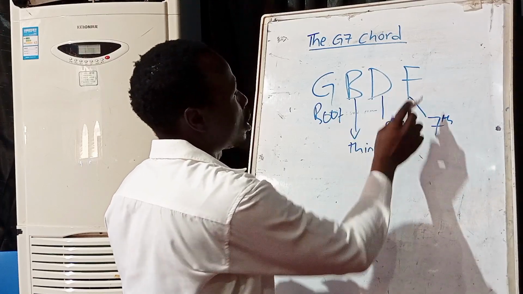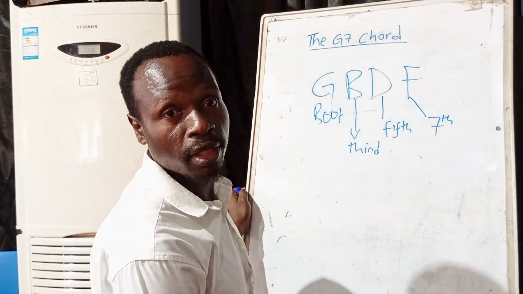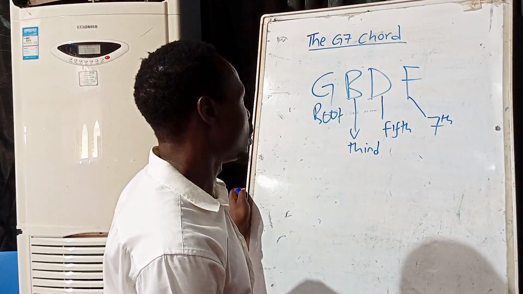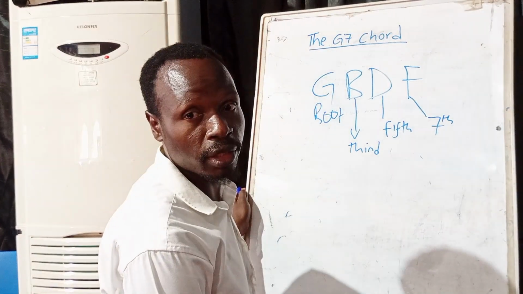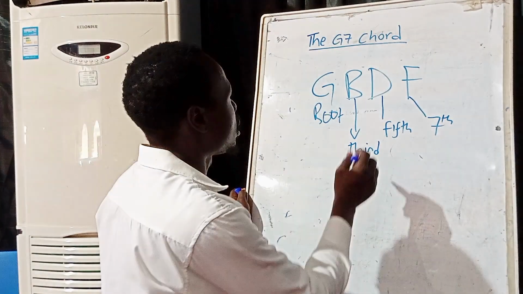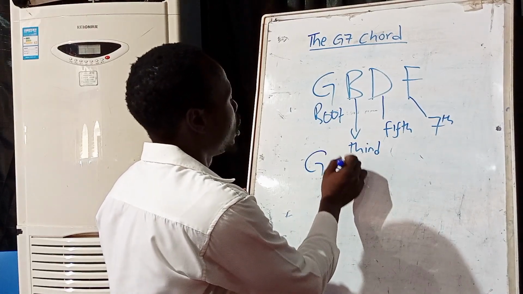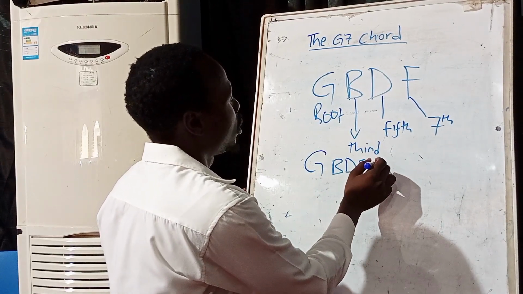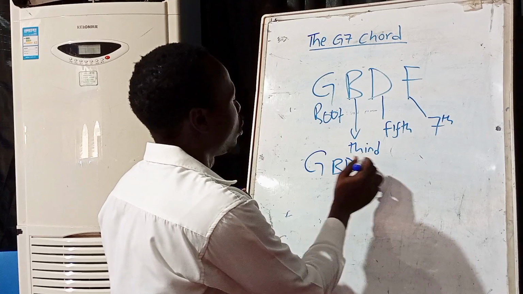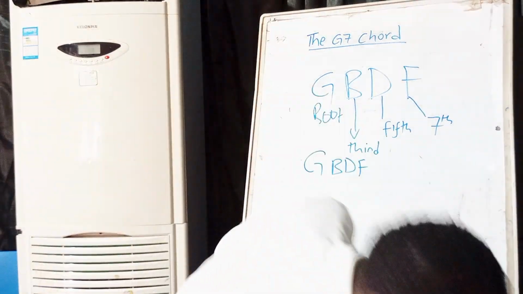Why is it called 7th? It's because F is the 7th away from the G. Let's see how. We have G, B, D, F.